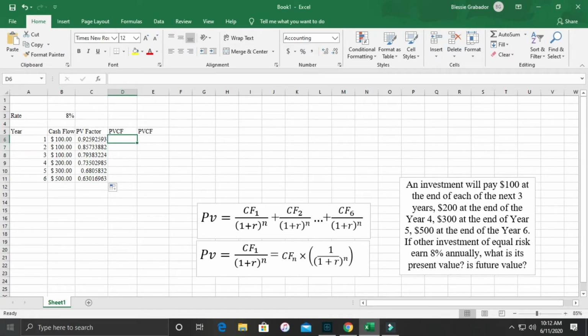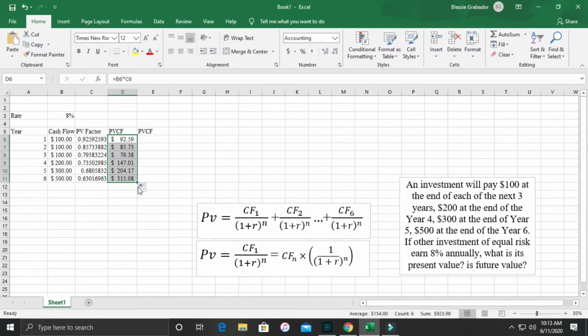To compute the present value of the cash flow, we have to multiply the cash flow and the PV factor. So we just have to put an equal sign, then click the cash flow and the equivalent PV factor. Use an asterisk as the multiplication sign. So like that. We have 92.59, same as we have done a while ago. We have to drag this down.